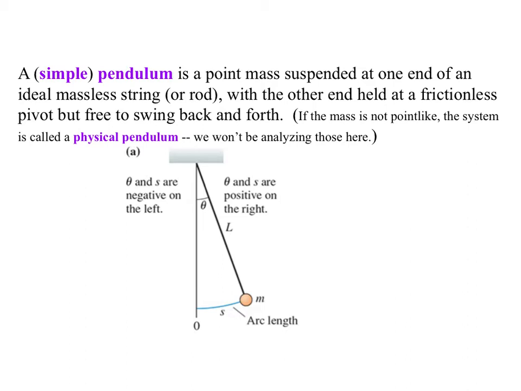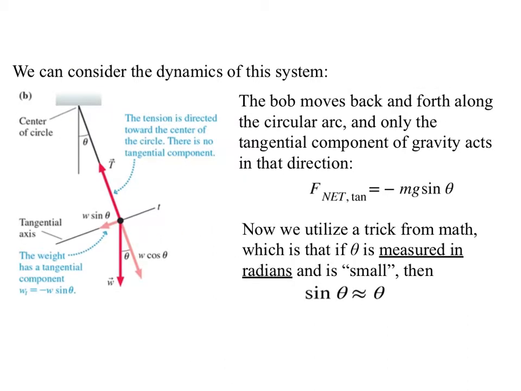We can say our setup here, where we have our string hanging, we pull it over, and we say there's some angle theta, string length L, and some arc length S that we've moved it. And we define some coordinate systems so that they're positive on one side and negative on the other. So let's consider the dynamics of this system.